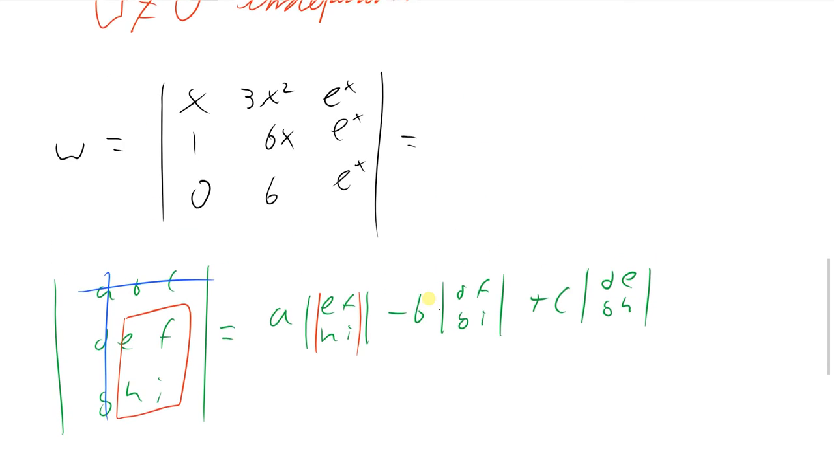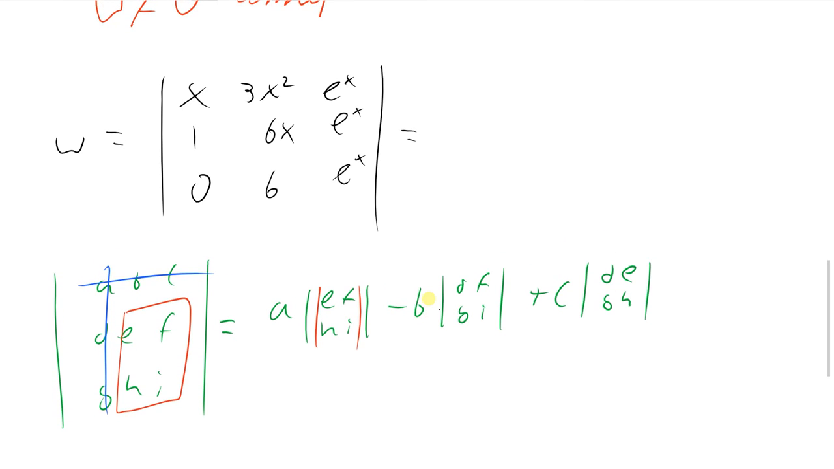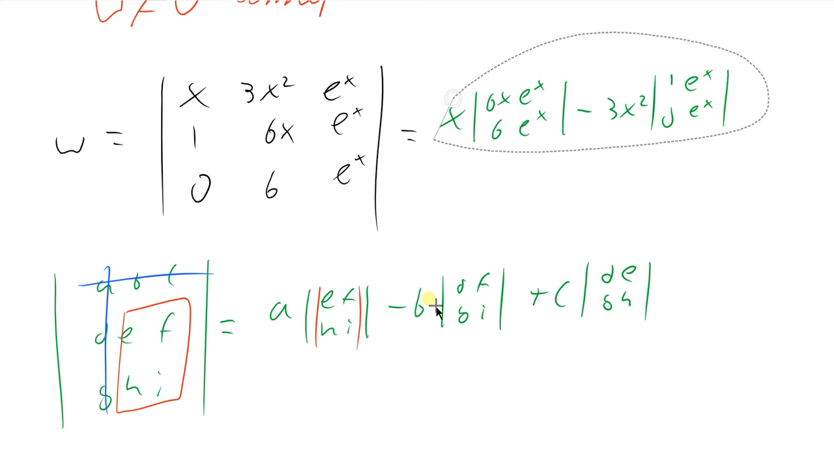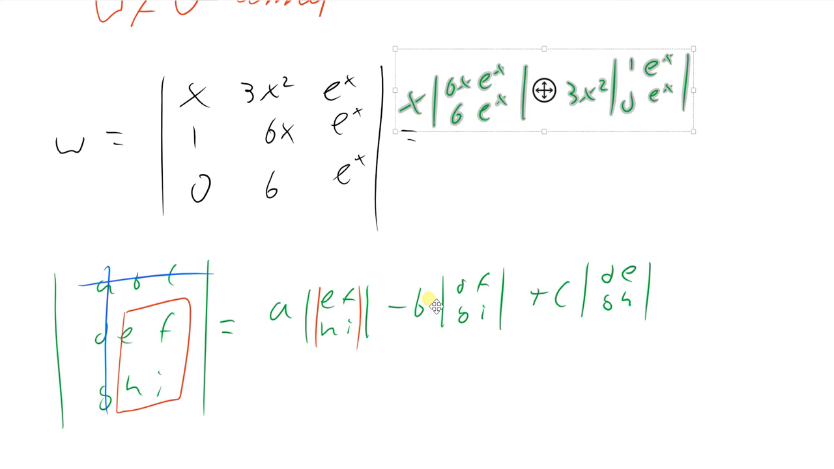So we can plug these into there and solve that, which I can show you the setup. So we have x times the determinant of 6x, e to the x, 6, e to the x, minus 3x squared times the determinant of 1, 0, e to the x, e to the x. That's going to be plus e to the x times the determinant of 1, 0, 6x, 6.